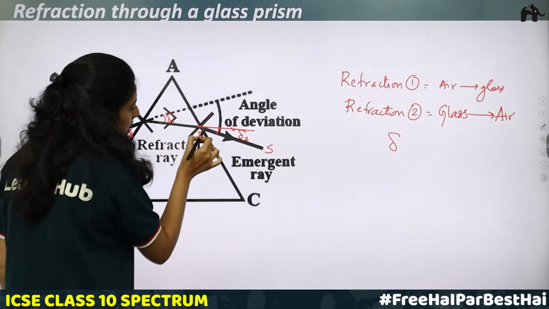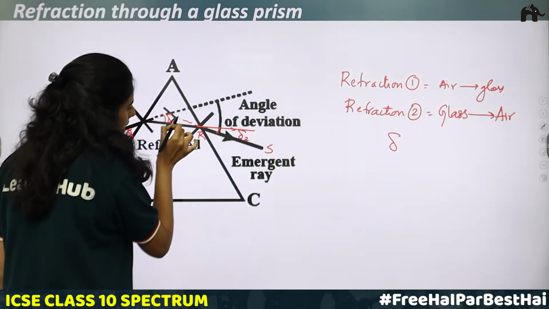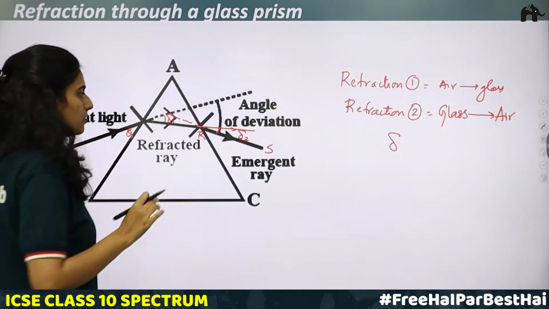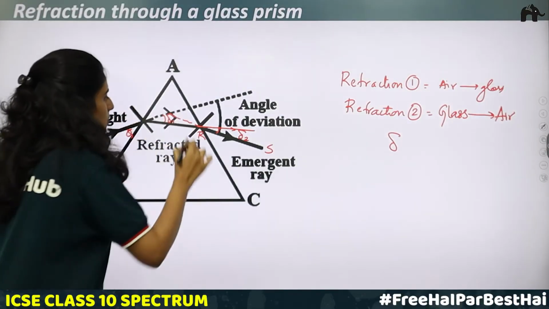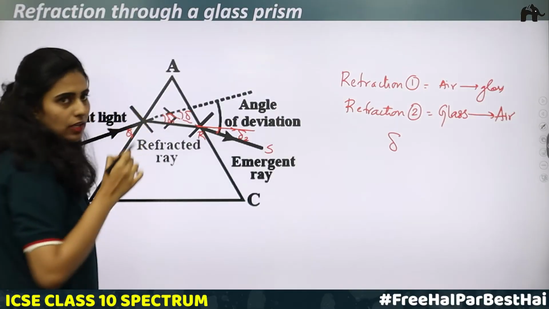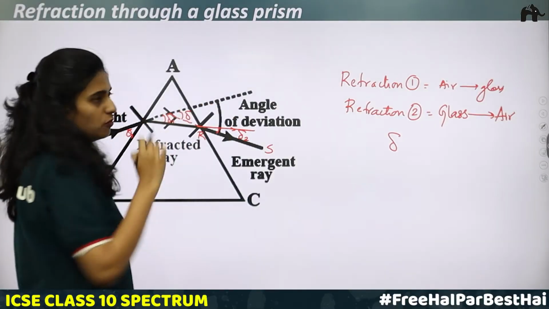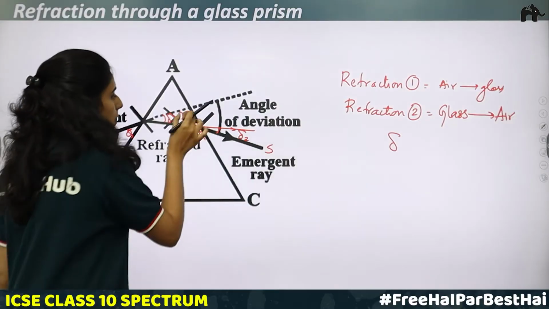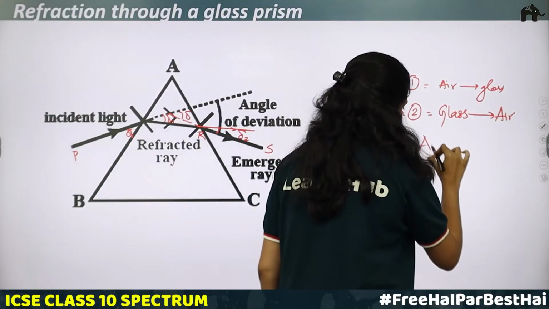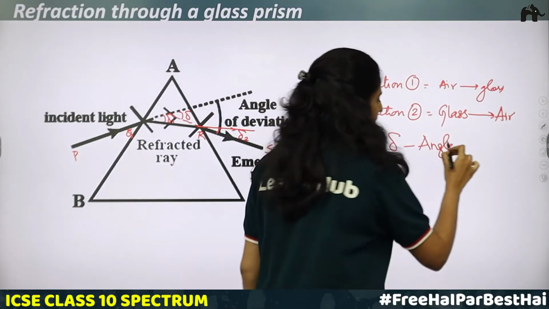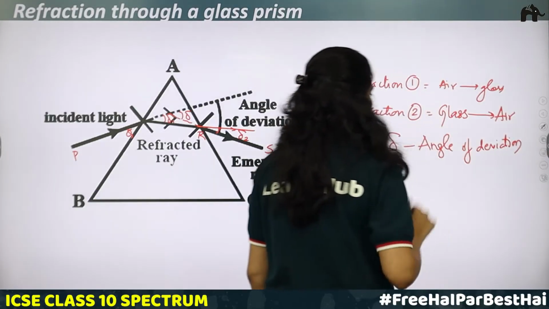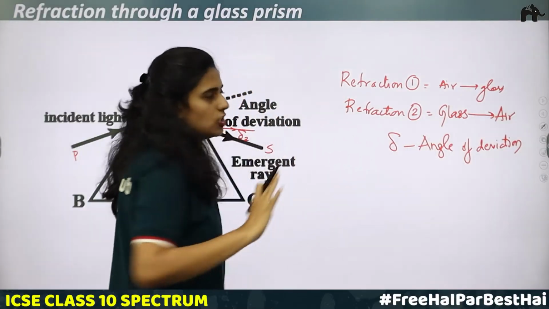Now, when you extend this emergent ray backward, you will get the total deviation that is produced for the incident light because of this prism, which we represent by delta. So with the emergent ray extended backward and the incident ray extended forward, there is an angle formed between them which we represent as delta. And this delta is the angle of deviation. So a prism will have an angle of prism and another angle, the angle of deviation. There are many factors on which the angle of deviation depends.